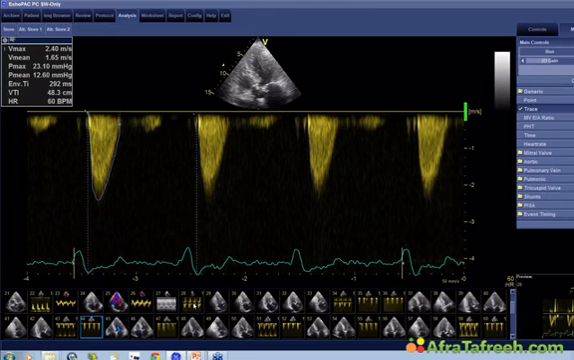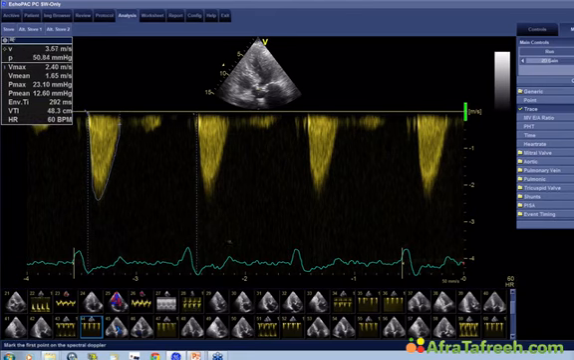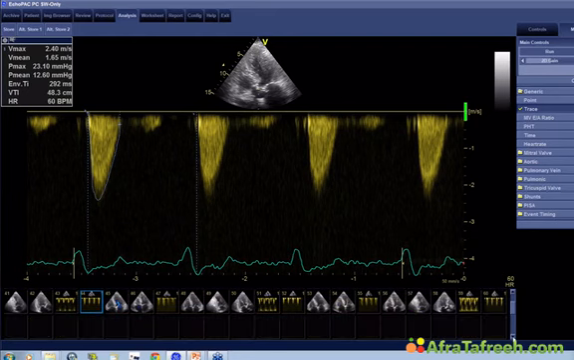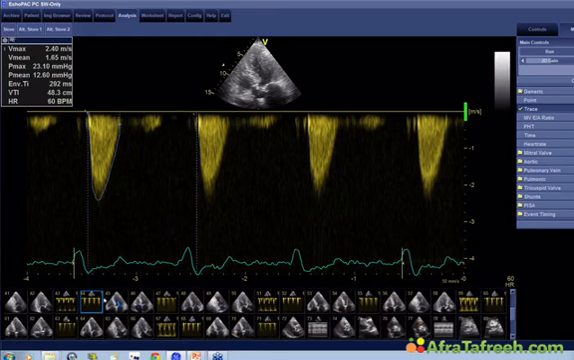But we still went on to perform another test to clarify this, and I'm sure you all know which test that would be. That is stress echocardiography. Now let me go to the findings of stress echocardiography, or let me first explain what is done here.